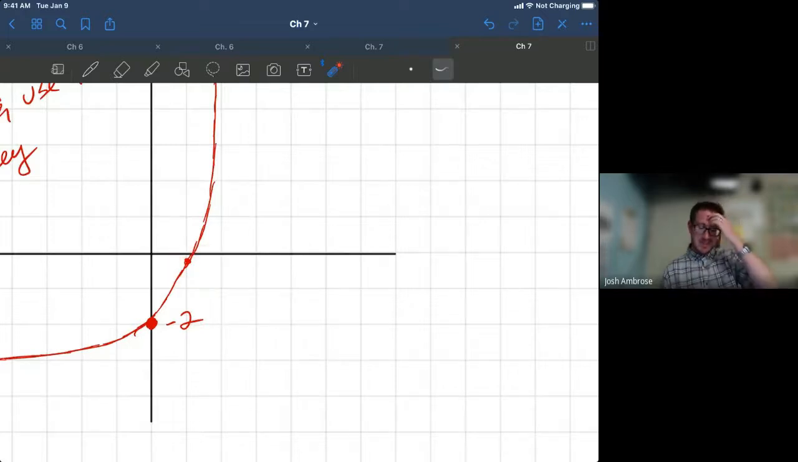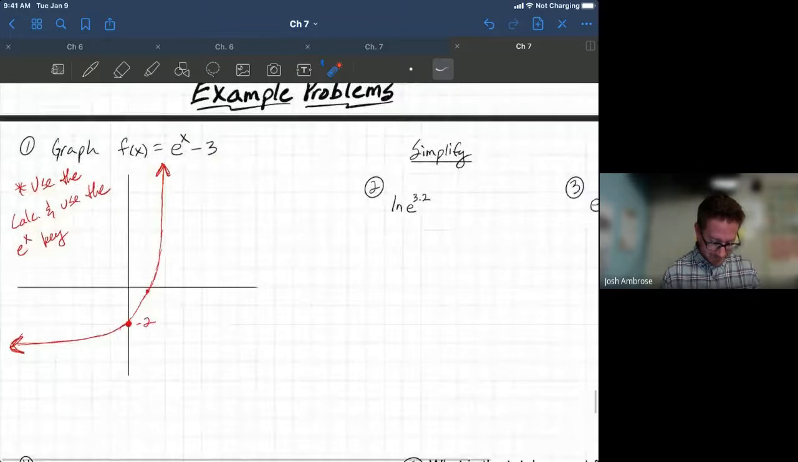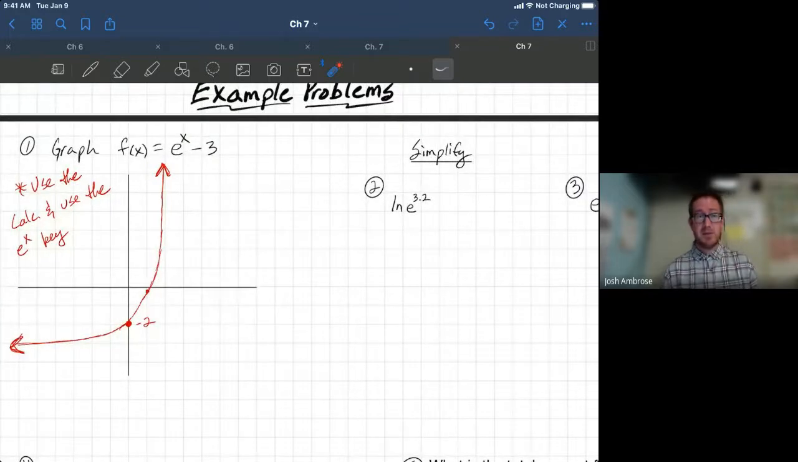You're going to notice that it doesn't actually cross the x-axis at +1. It's really close, but it doesn't fully cross it right there. Okay, that's our example problem for 1, graphing, simple enough, just plugging it into the calculator.